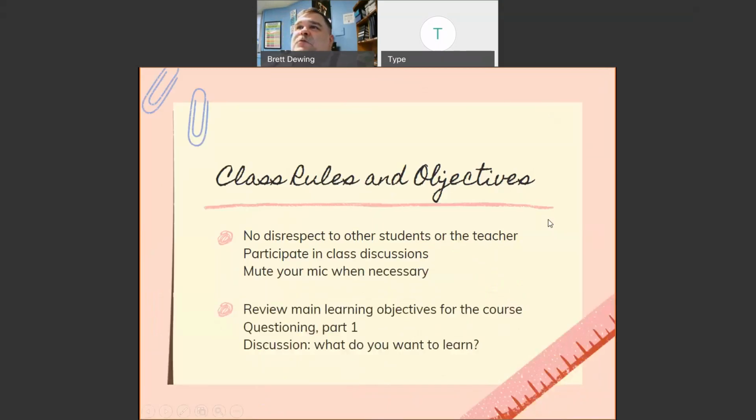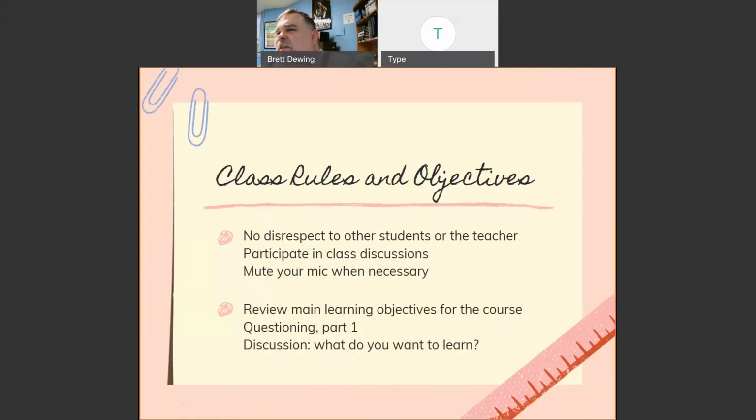Here's the class rules and objectives for today. The rules, as always, are no disrespect to other students or the teacher. Participate in class discussions and mute your mic when necessary. Since there's only one person on, just mute it if there's background noise.